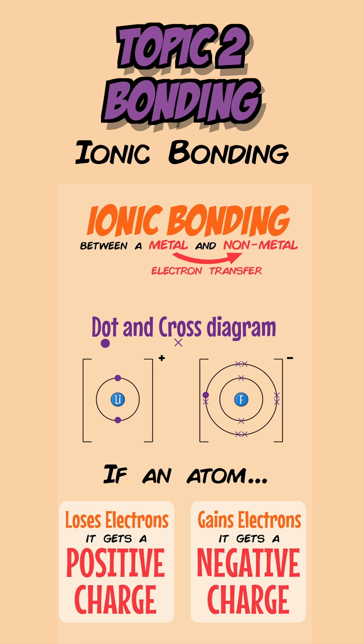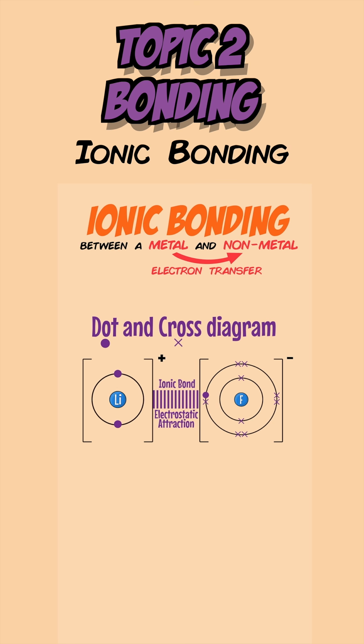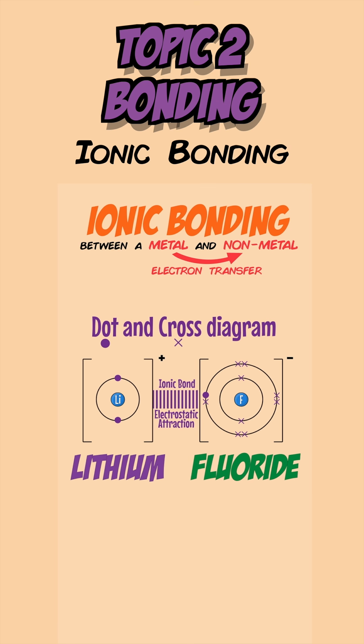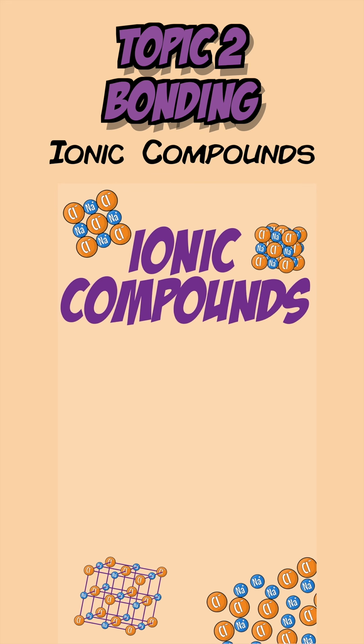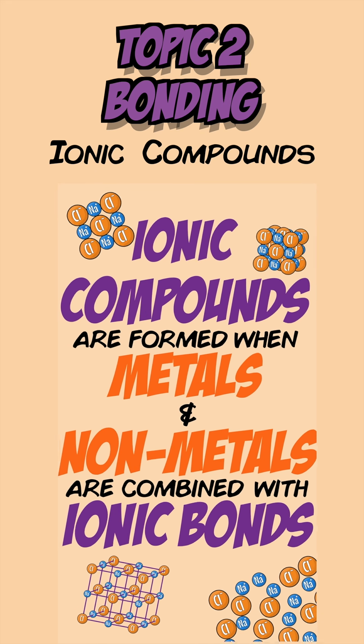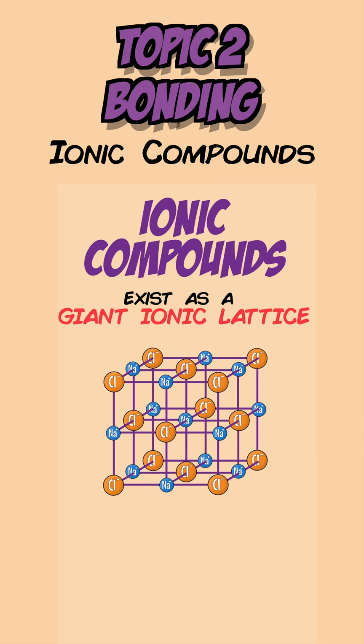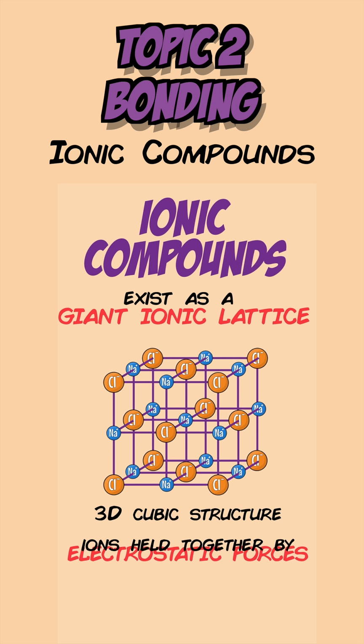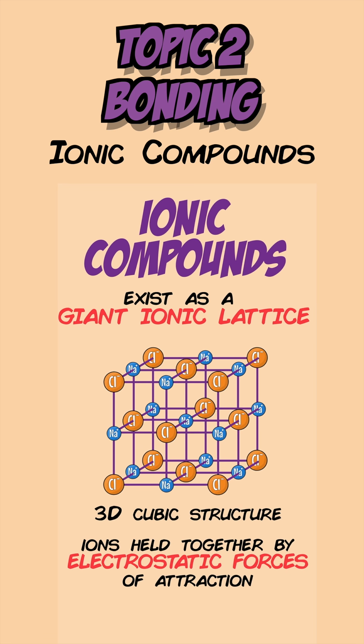Both of these ions are oppositely charged and they have electrostatic forces of attraction that holds them together. This is known as the ionic bond. The Li+ and F- ions join to give a final formula for lithium fluoride as LiF. Ionic compounds are formed when metals and non-metals combine with ionic bonds. They exist in a giant ionic lattice structure, which is basically a 3D cubic structure, where the positive and negative ions are held together by strong electrostatic forces of attraction between them.